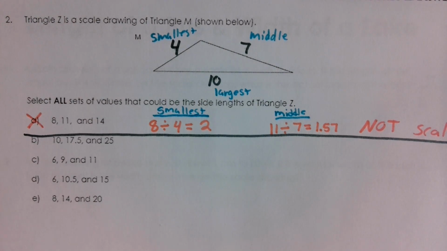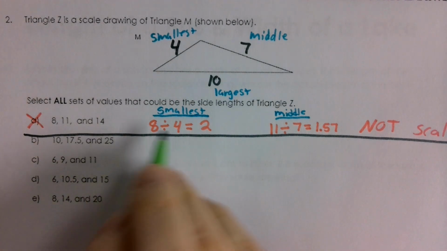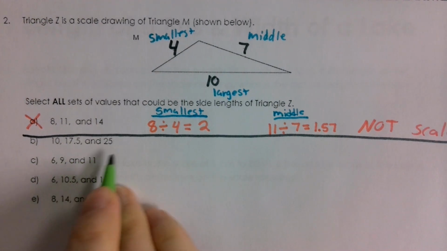Now we're going to go to option B. Let's take a look at option B. Option B, what's the smallest side on option B?